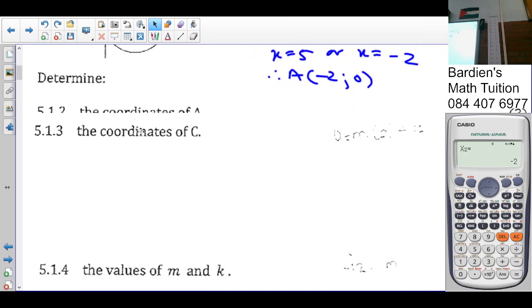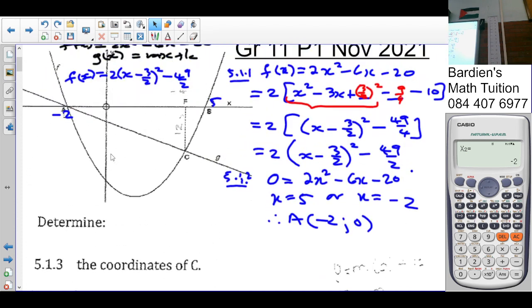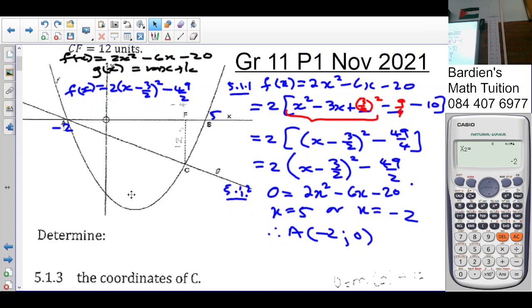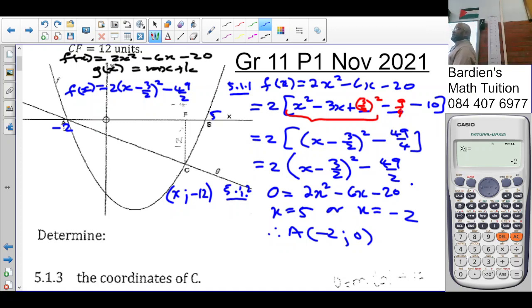The next question says the coordinates of C. You want to know what's the coordinates of C? And where is C here? C is also the point of intersection of your straight line and your parabola. But I don't have the equation of the straight line at this point, not so? So what do we do? We also know that C is given as a length of 12. So at this point here, C is already some x value and 12. Negative 12, so why negative 12? Because it's on the negative part of your y-axis.